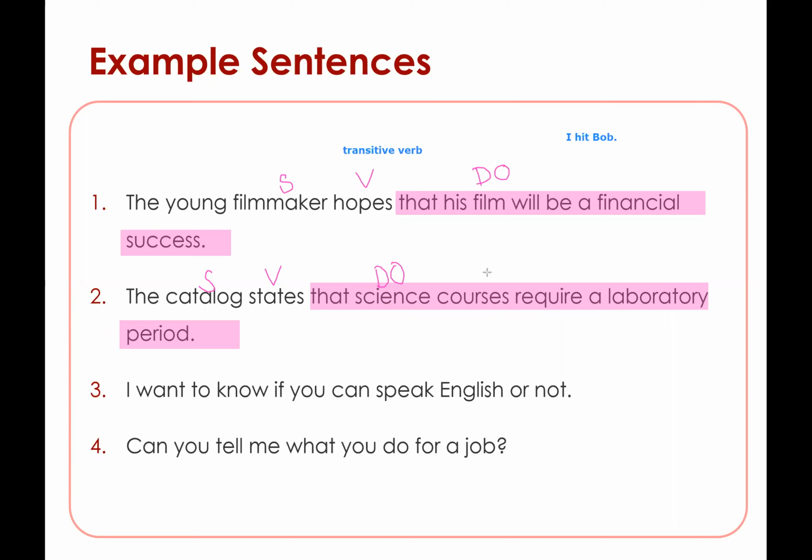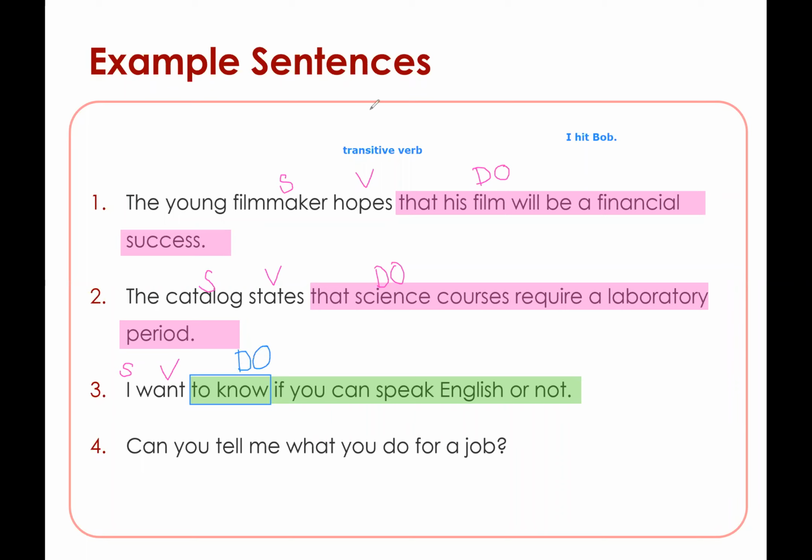Okay, and for number 3, I want to know this. So this is slightly different. In this case, I want what? Our infinitive phrase, if you remember, infinitive is to plus verb, right? And it can have a noun function. So the entire infinitive phrase would be our direct object.